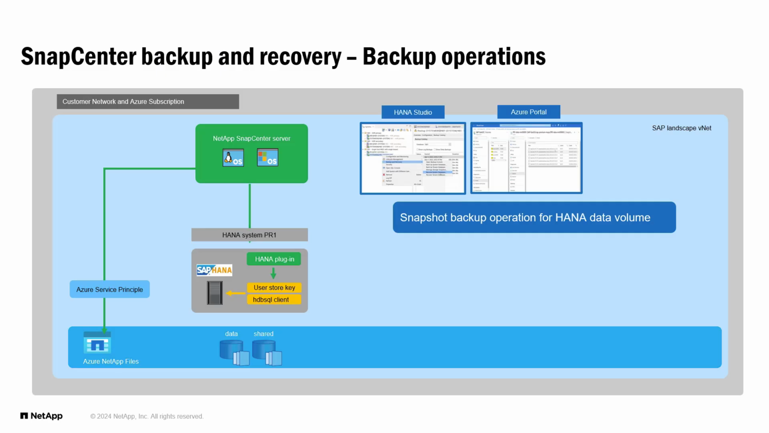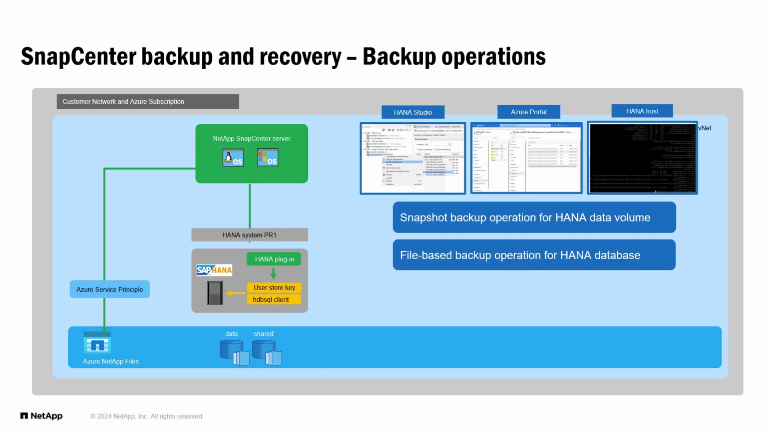In this demo, we will use the HANA System Peer 1 in our lab setup to showcase the different backup operations of SnapCenter. We will trigger a snapshot backup operation of the HANA database and we'll see the different steps which are executed as well as the entries in the SAP HANA backup catalog and the snapshots created on the ANF volume. We will then execute a file-based backup and we'll check the HANA backup catalog entries and the backup files created on the backup file system.